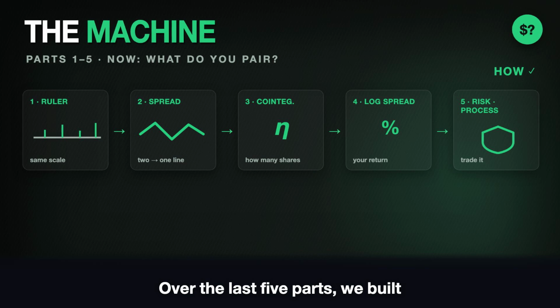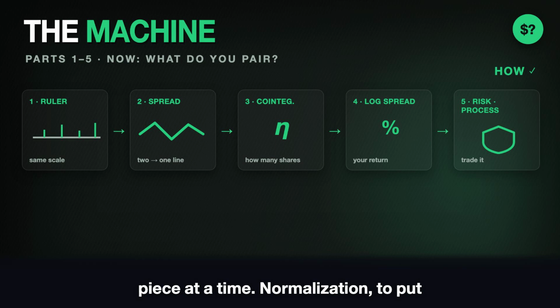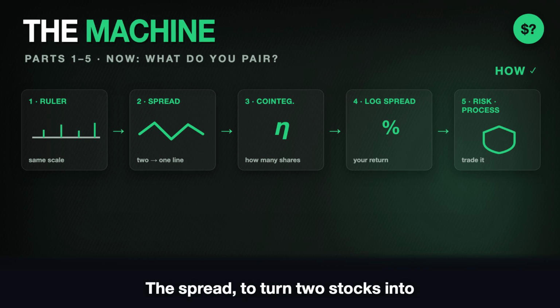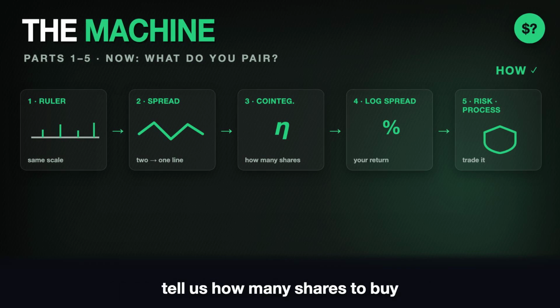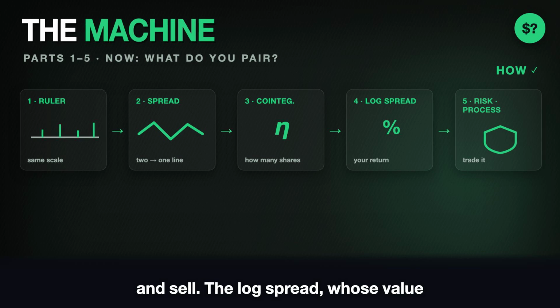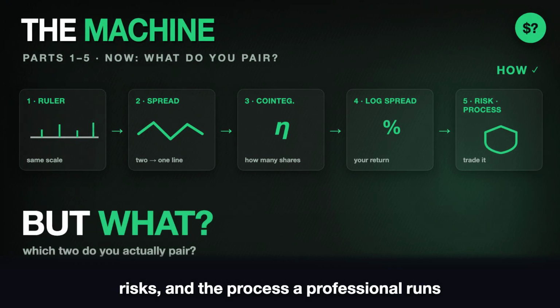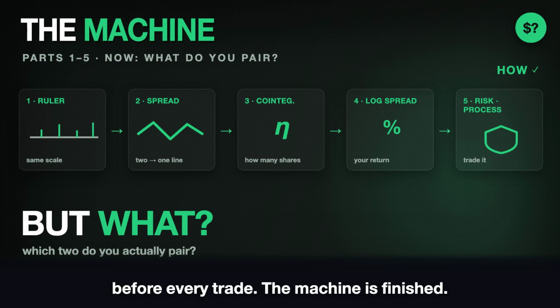Over the last 5 parts, we built the machine that trades a pair, one piece at a time. Normalization, to put two different prices on the same ruler. The spread, to turn two stocks into a single line. The Cointegration coefficient, to tell us how many shares to buy and sell. The log spread, whose value is your return. And last time, the risks in the process a professional runs before every trade.